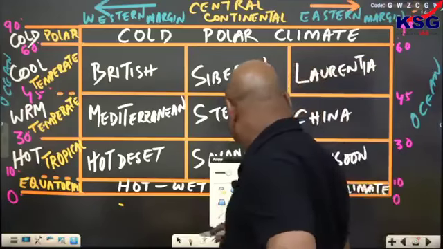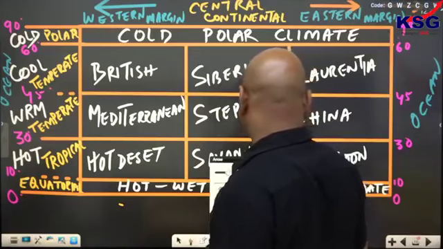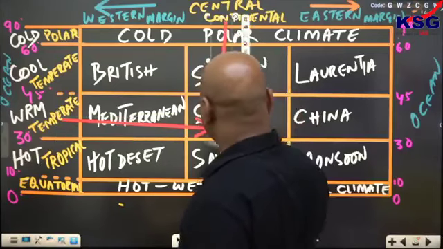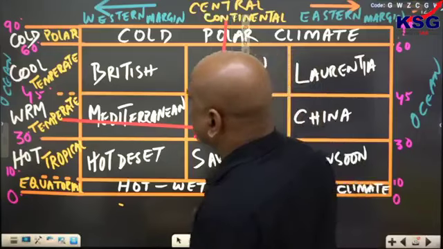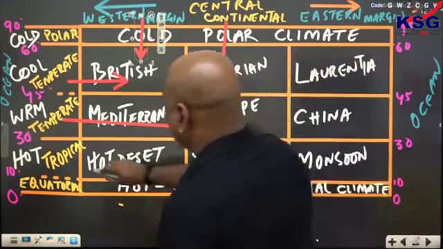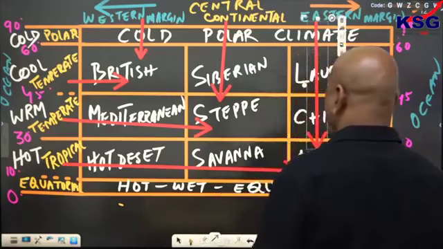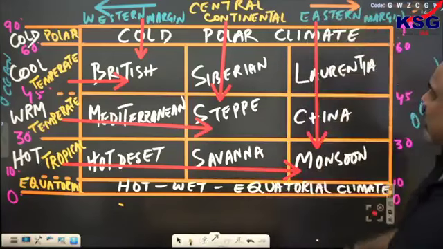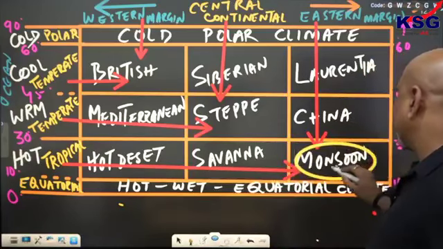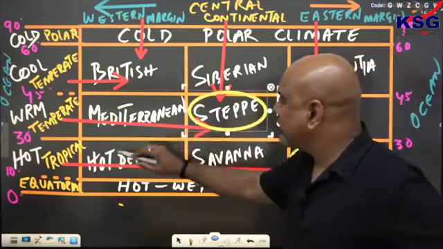The alternate name of the climate. How will you find the alternate name of a climate? If you want to know the alternate name of the climate, we can see here, warm temperate central continental, which one is it? Steppe climate, isn't it? Cool temperate eastern margin, British climate. Okay, hot tropical eastern margin, monsoon climate. You got it? Hot tropical eastern margin, monsoon climate. So this is monsoon climate. You will get this is steppe climate. You will get this is British climate.